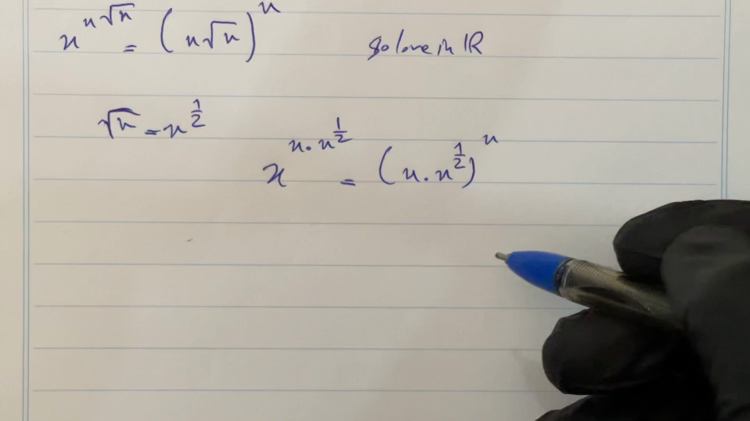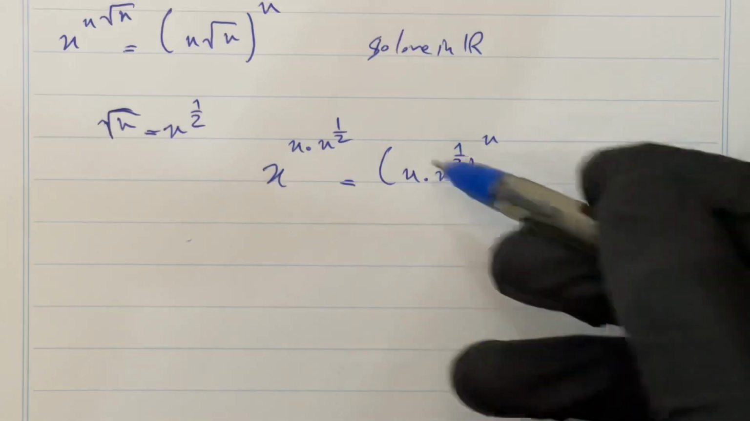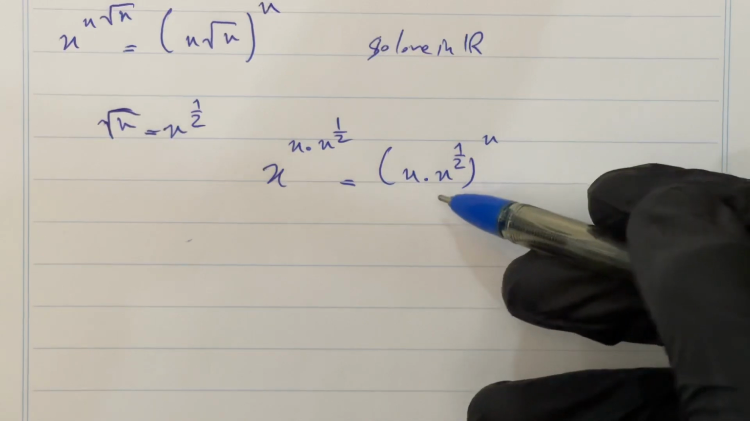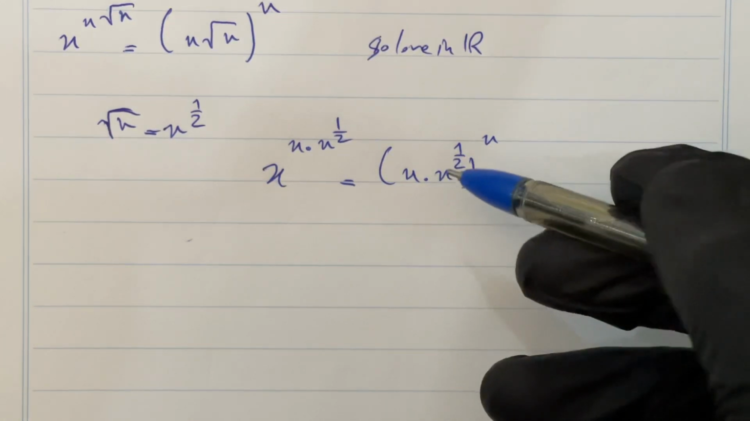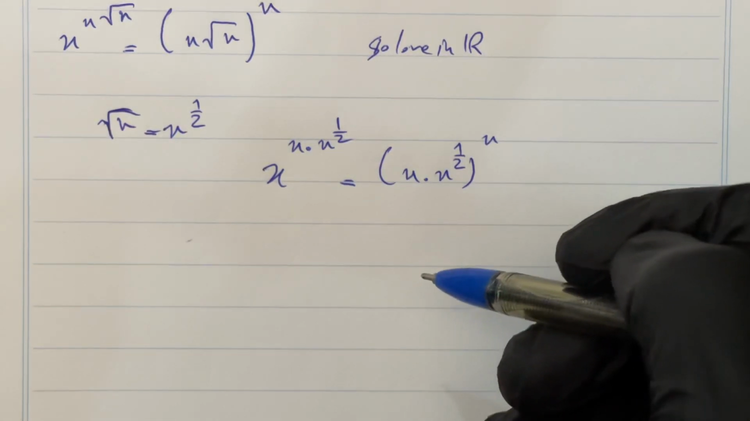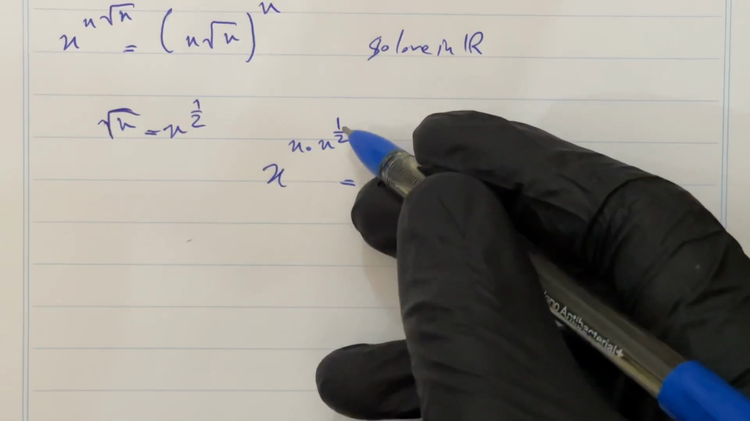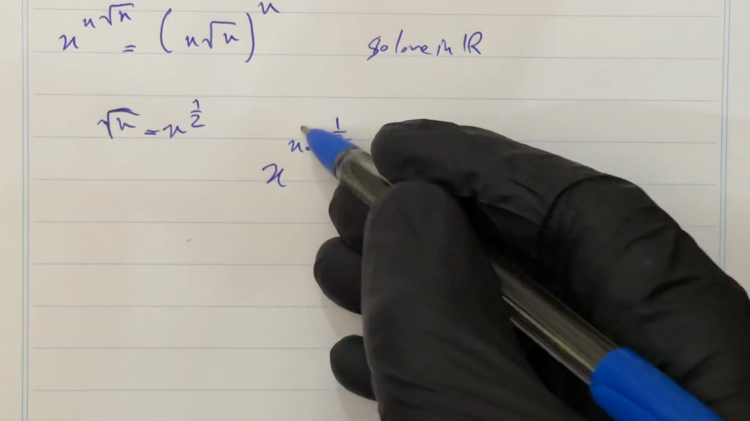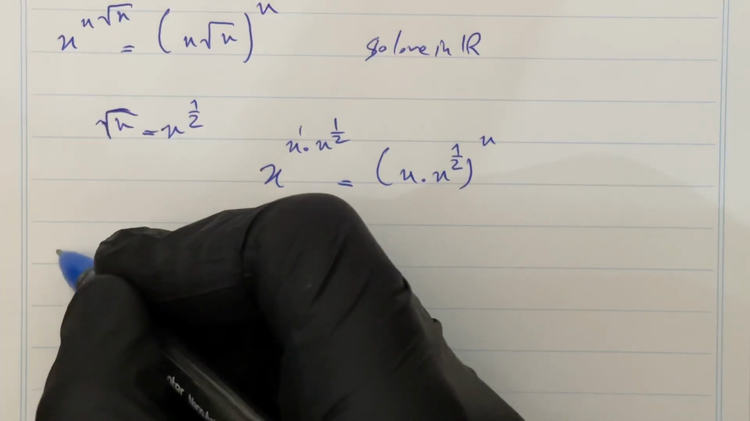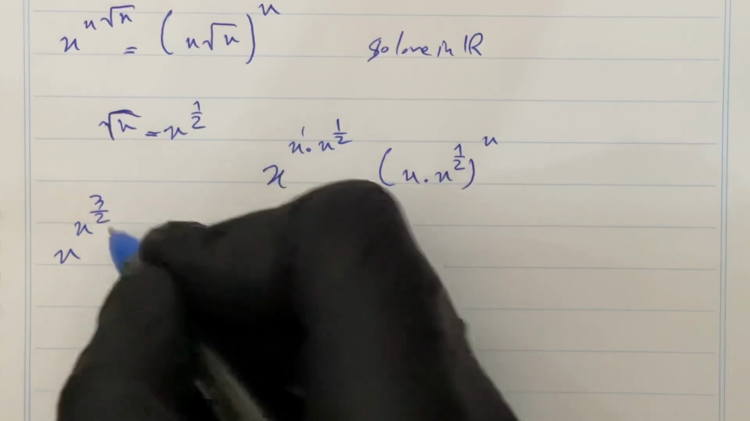But here you have to pay attention, because the component in parentheses has a higher priority over the exponent. So we have to calculate the component in parentheses first. But let's first calculate the left-hand side. We would have x times x to the power of 1 over 2, where we just sum the exponents, and we would have x to the power of x to the power of 3 over 2.